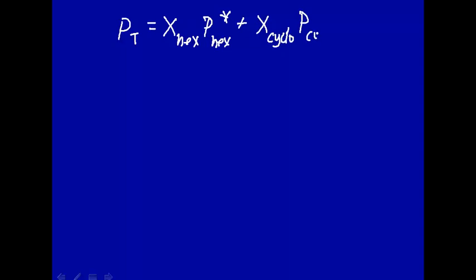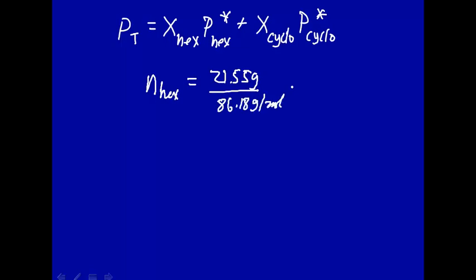Assume ideal behavior. So the total vapor pressure, that's what we want, is equal to the mole fraction of hexane times the vapor pressure of pure hexane plus the mole fraction of cyclohexane times the vapor pressure of pure cyclohexane. The number of moles of hexane will be the 21.55 gram divided by the molar mass of hexane, 86.18 gram per mole. So this is 0.25 mole of hexane.